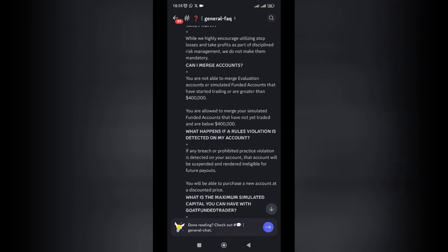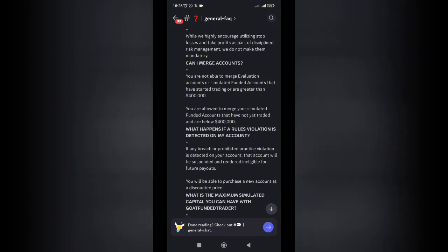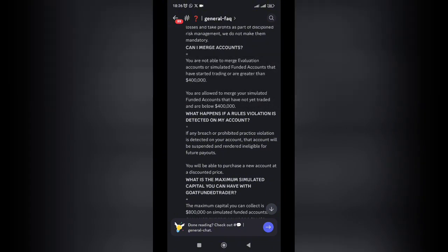You are not able to merge evaluation accounts or simulated funded accounts that have started trading or are greater than $400,000. But you're allowed to merge simulated funded accounts that have not started trading and are below $400,000. What happens if a rule violation is detected on my account? If you breach or a prohibited practice violation is detected on your account, the account will be suspended and rendered ineligible for future payouts. You have to purchase a new account at a discounted price.